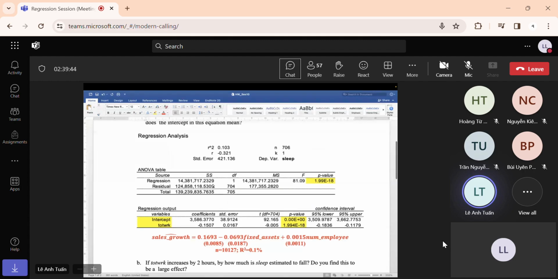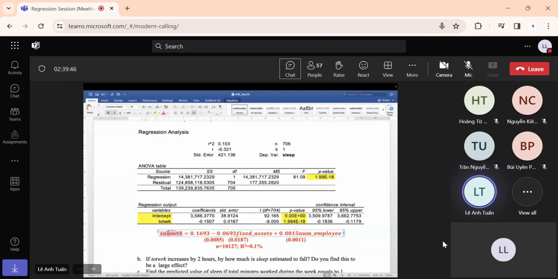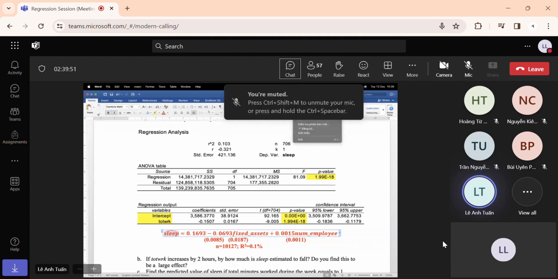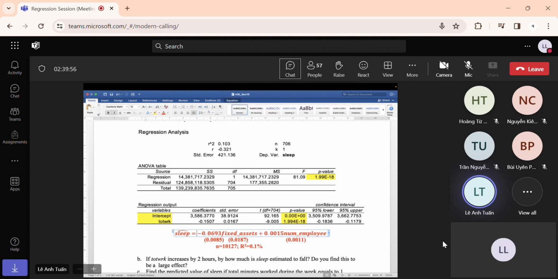Here we have the dependent variable, which is sleep, right? And then we have the constant, because here we only have one independent variable. The constant here is 6.733. And then we have the coefficient on the total work, which is 0.15107, and this is total work here, right?